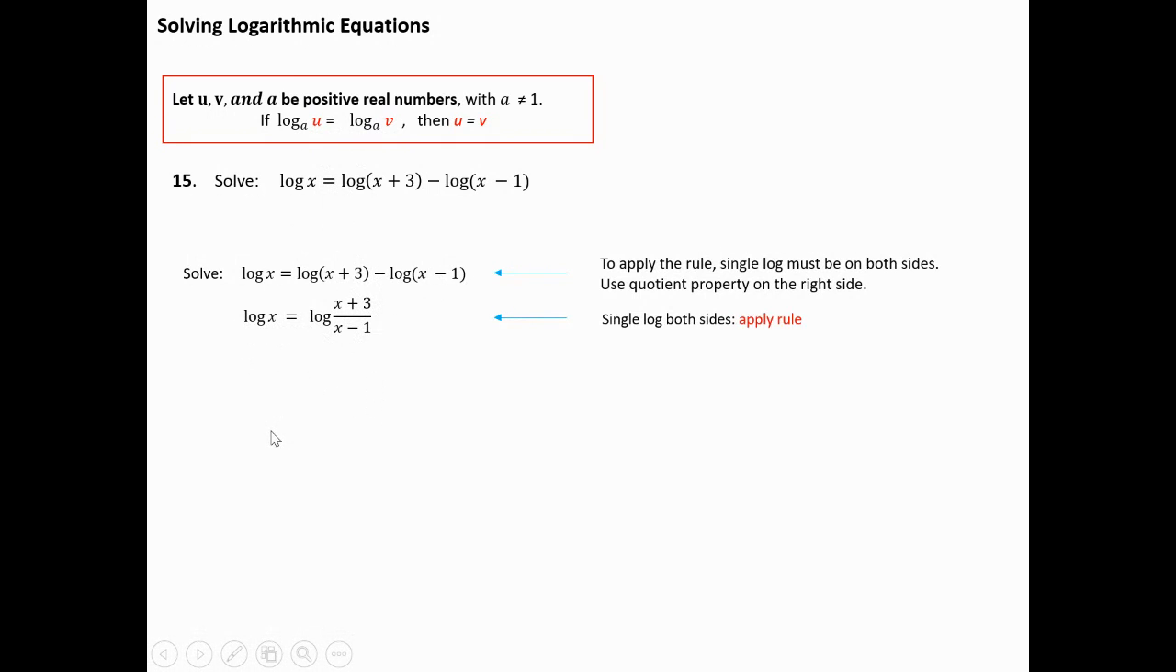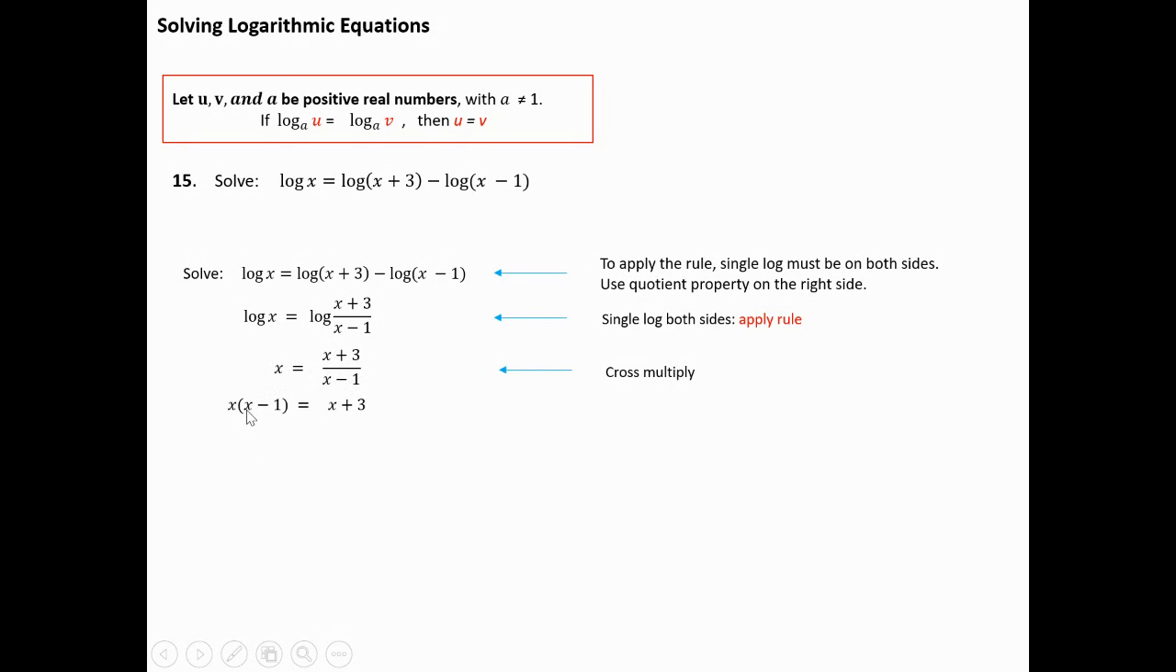So then, by applying the rule, x equals x plus 3 over x minus 1. Now you can solve it in two different ways. You can use the cross property, or cross multiply, which would be x times x minus 1 equals x plus 3 times 1, because x you can rewrite as x over 1. Or you can multiply both sides by x minus 1, and on the right side the x minus 1 will cancel. Whatever you do to the right side, you also do to the left side.